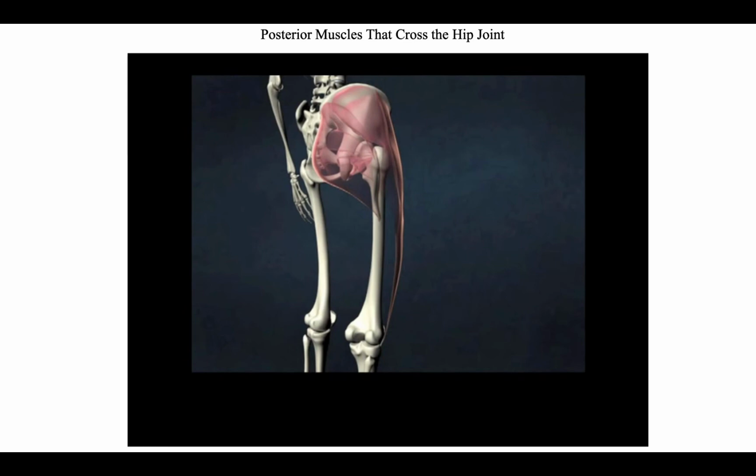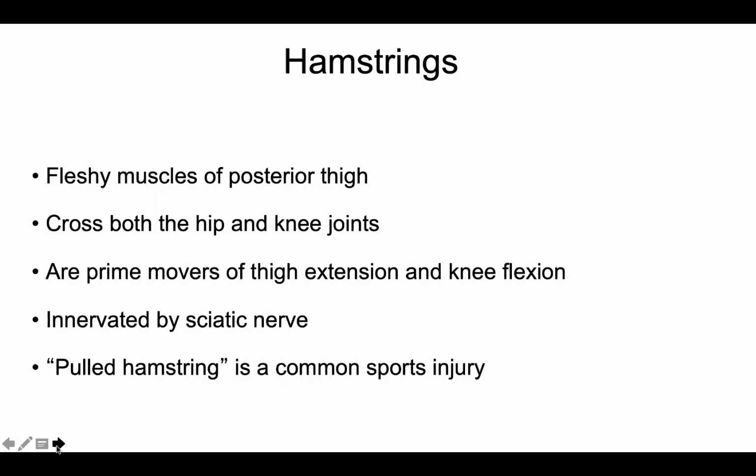Okay, that had some extra information, but is incredibly significant. The next group of muscles we are going to investigate are the hamstrings. Now, our hamstrings are at the back of our thigh, and they're fairly fleshy muscles.